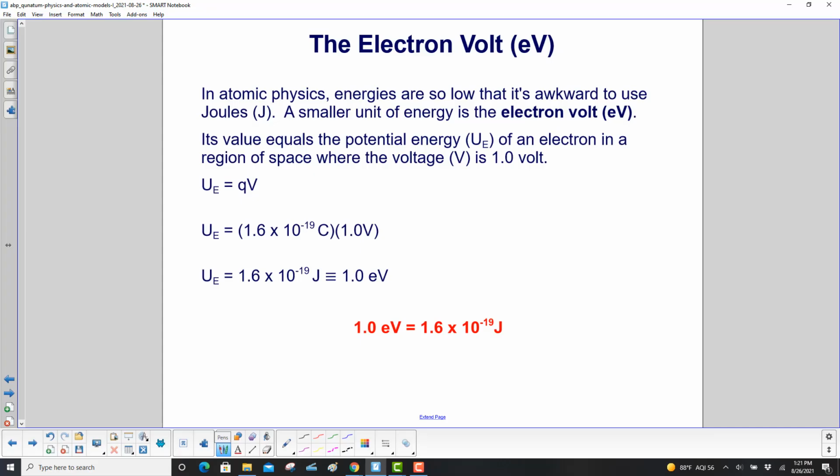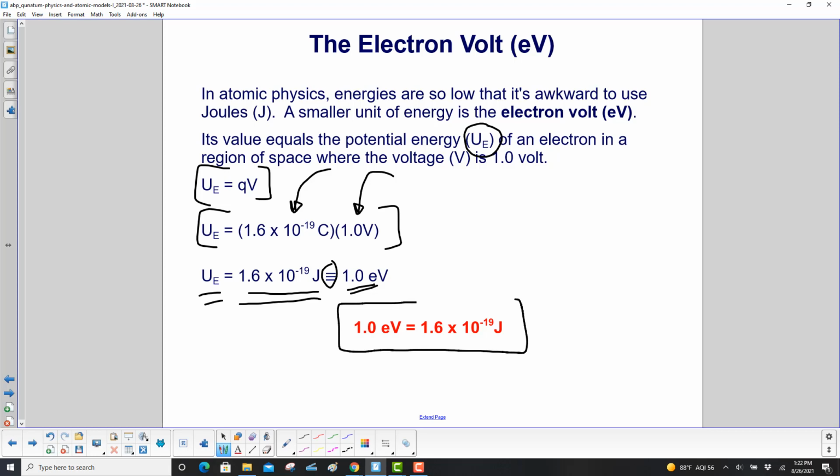In atomic physics, energies are so low that it's awkward to use joules. A smaller unit of energy is the electron volt. Its value equals the potential energy of an electron in a region of space where the voltage is 1 volt. So potential energy is equal to QV, and we learned that when we did electricity and magnetism. Then we substitute in the charge on an electron, 1.6 times 10 to the minus 19th coulombs, in a region of space that is 1 volt. So the potential energy is 1.6 times 10 to the minus 19th joules. We define that, that's what the three bars mean, as 1 electron volt. So 1 electron volt equals 1.6 times 10 to the minus 19th joules.